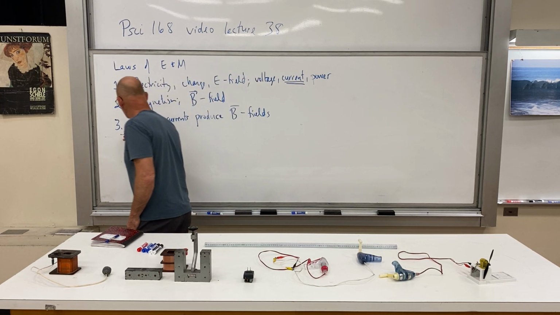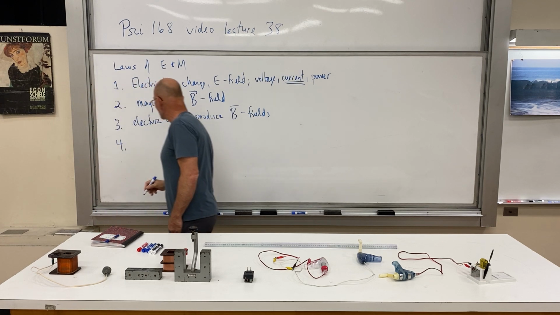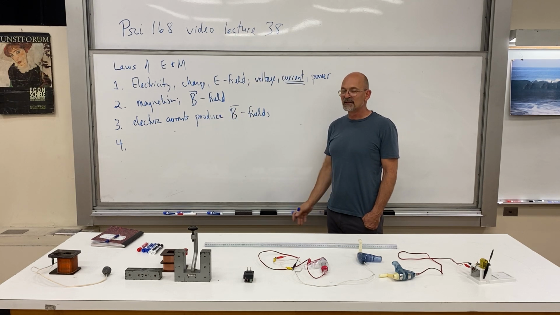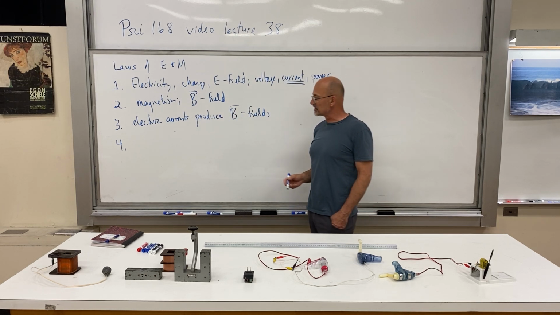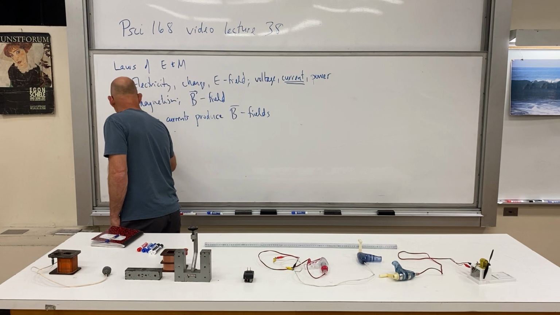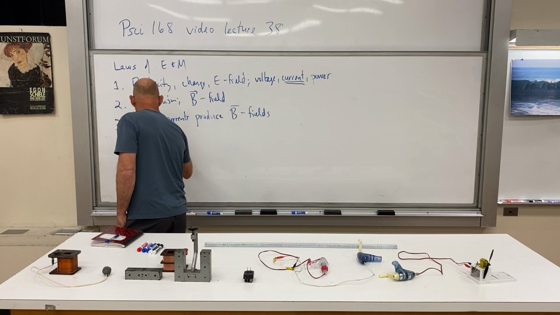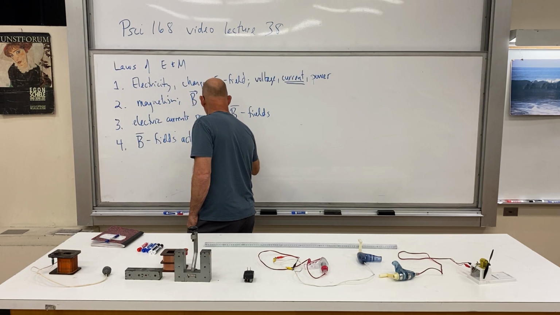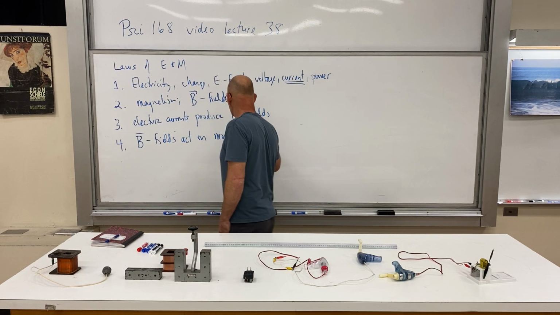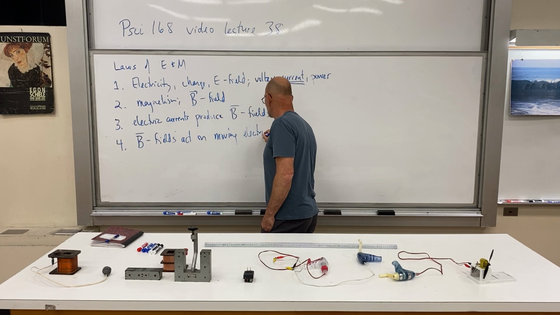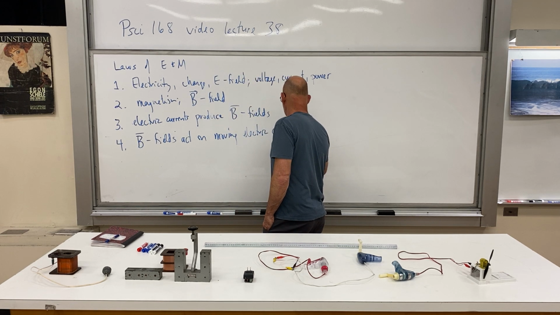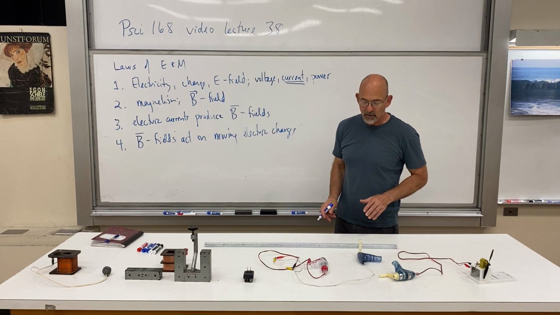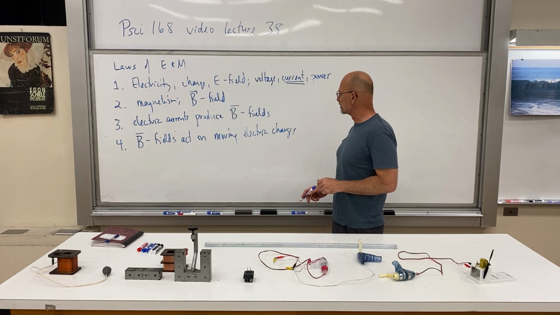And then we also have the fact that magnetic fields act on electric currents. They act on moving charges. That's the more general statement. B fields act on moving electric charges. And when we say act on, we mean there's a force involved, and that of course is the basis for our motors, electric motors.